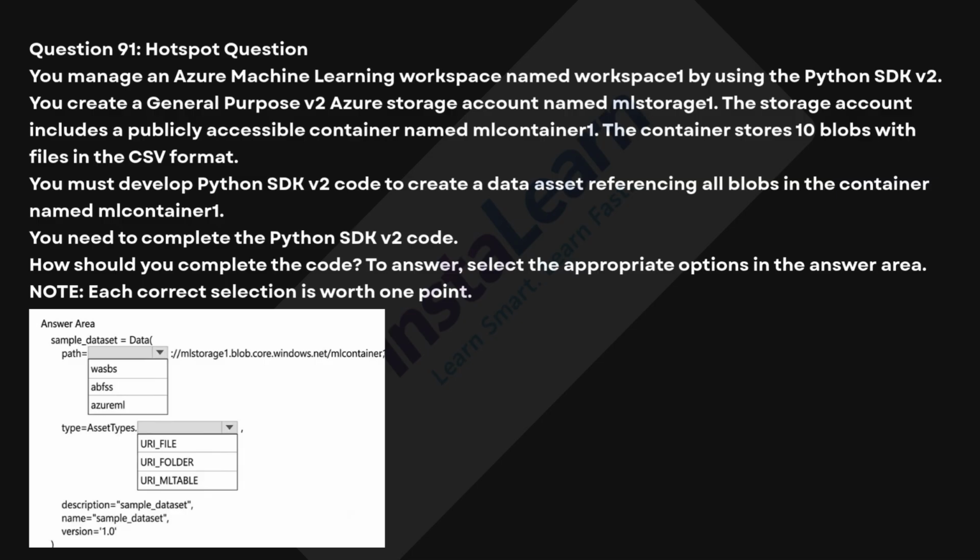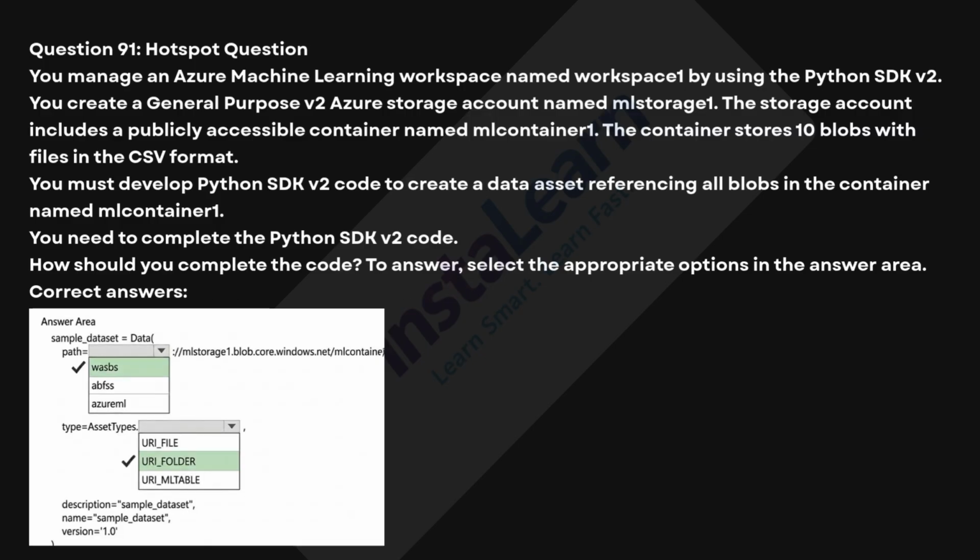Sample_dataset equals Data, path equals, type equals AssetTypes, description equals sample_dataset, name equals sample_dataset, version equals 1.0. Options for path: WASBS, ABFSS, Azure ML. Options for type: URI_FILE, URI_FOLDER, URI_ML_TABLE. The correct selections are path equals WASBS and type equals URI_FOLDER. This ensures the dataset asset references all CSV blobs in the container.